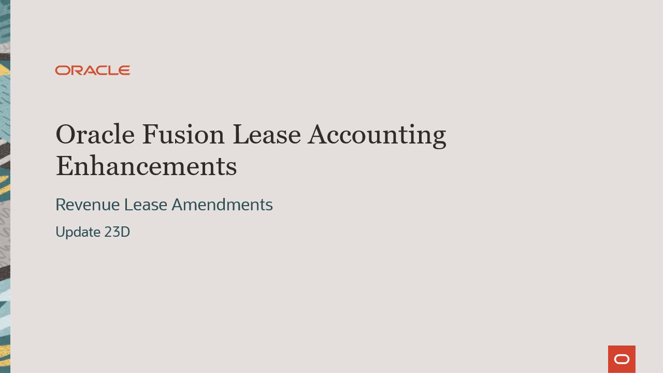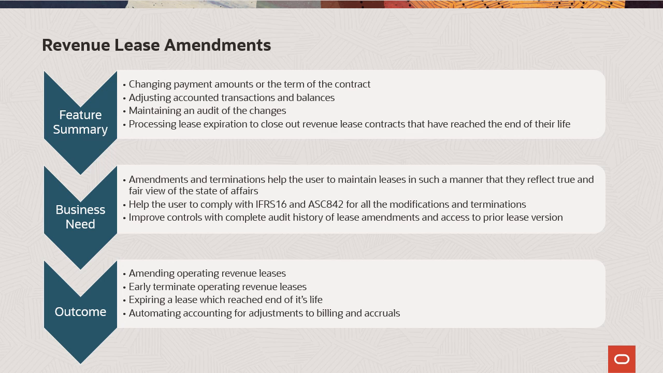Welcome to the demo for Revenue Lease Amendments and Lease Accounting within Oracle Fusion Cloud Financials. This feature in 23D is for revenue lease amendments, which include changing payment amounts or the term of the contract, adjusting accounted transactions and balances, maintaining an audit of the changes, and processing lease expiration to close out revenue lease contracts that have reached the end of their life.